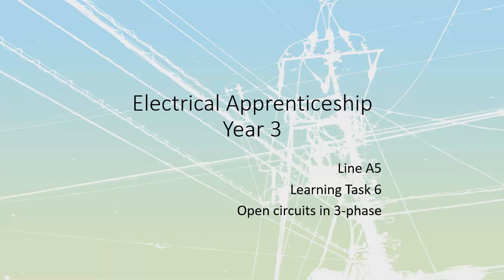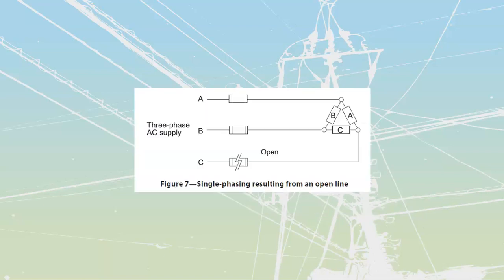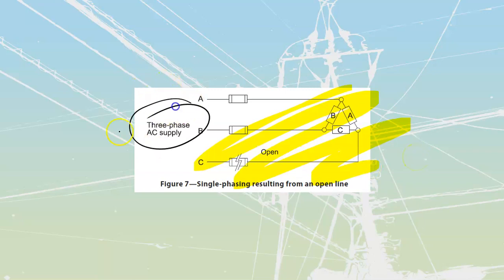All right, line A5, we're going to take a look at learning task 6. Once again, we're working at open circuits in three-phase. We are now going to start taking a look at open delta types of circuits. Once again, what we are looking at is things that happen when there is a fault on either the line or on the load. We are not dealing with a source that is faulted. We're just looking at the effect of a faulted load or line.